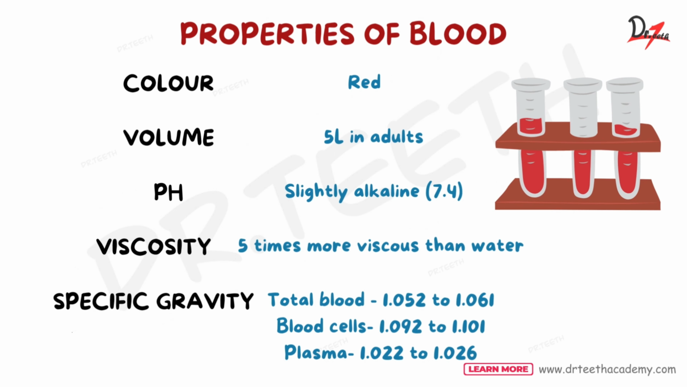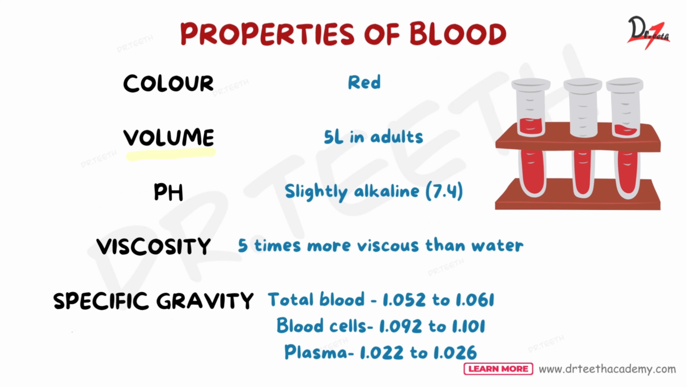Let's start by discussing the properties of blood. Starting with color. Blood, obviously we know it is red in color. Arterial blood is scarlet red because of more oxygen, and venous blood is purple red because of more carbon dioxide. This can be a viva question.